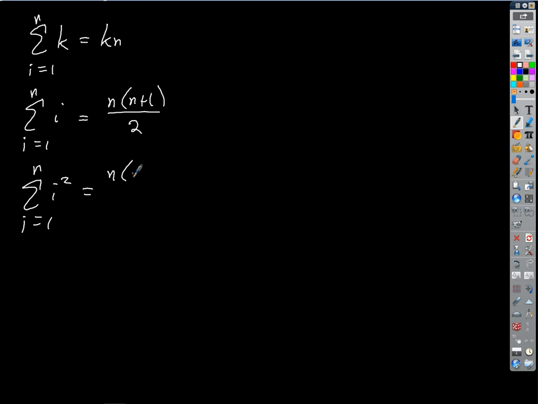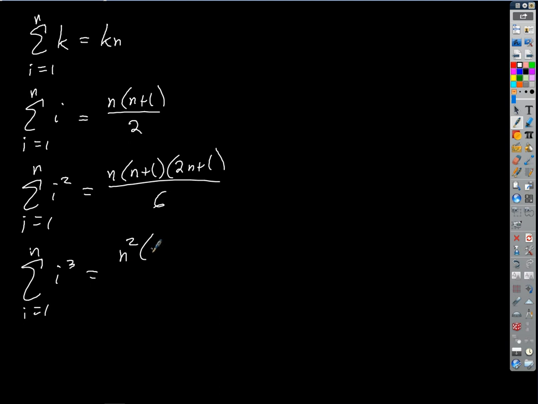The sum of i squared from 1 to n is n times n plus 1 times 2n plus 1 over 6. And then finally, the sum of i cubed is n squared times n plus 1 squared over 4. So we got them all, right? Okay, so that's pretty useful, right?